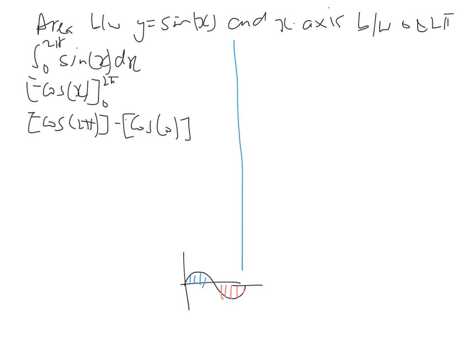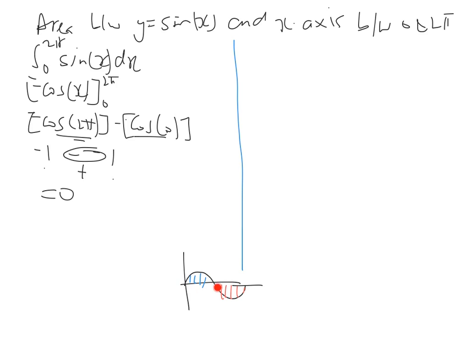Now if we solve for this, we know cos of 2 pi is 1, so it becomes negative 1 minus cos 0, which is also 1, so we've got negative 1. These two will become a plus, so we've got negative 1 plus 1, so we end up with 0. So it's a definite integral. However, the area is different.